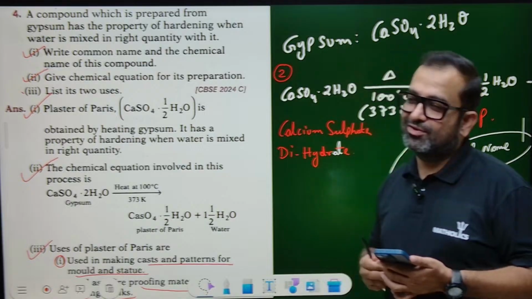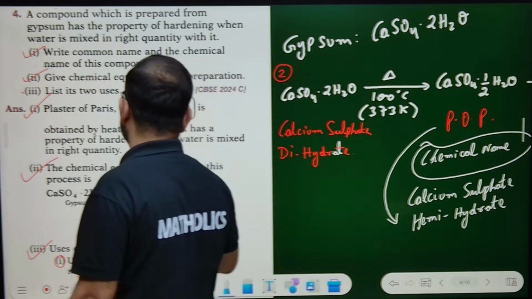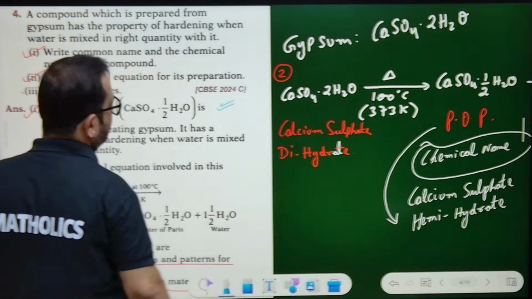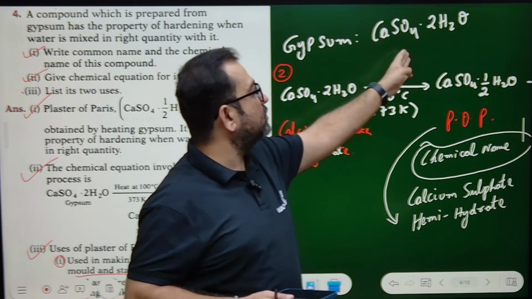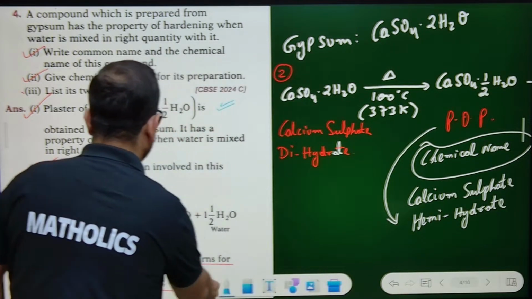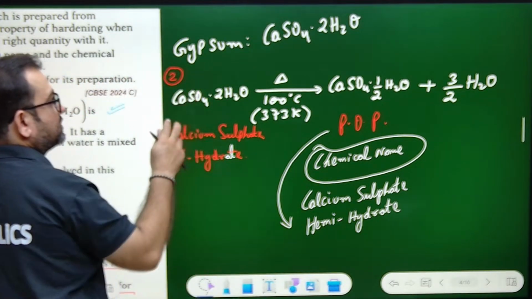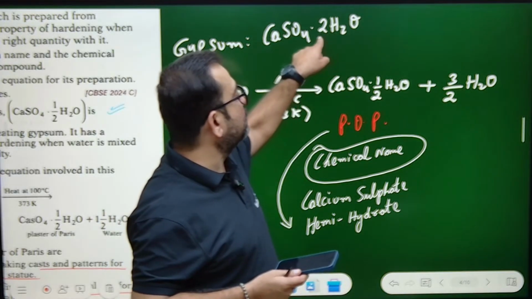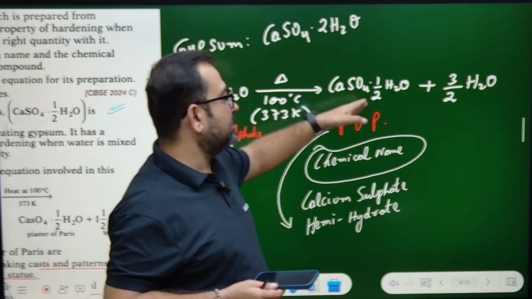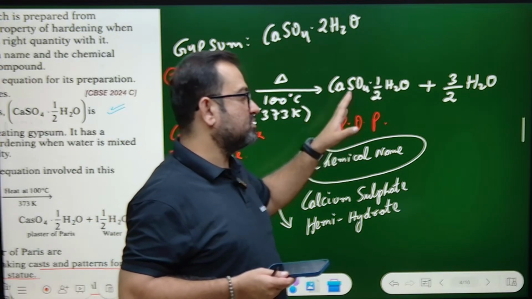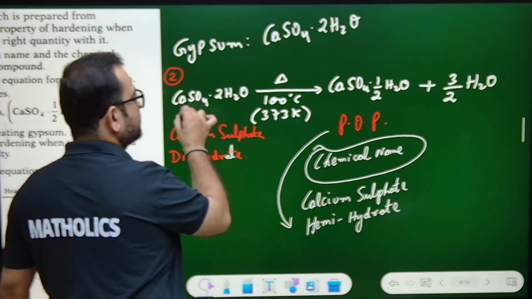Gypsum is not CaSO4 dot half H2O, it is plaster of Paris. POP's formula is CaSO4 dot half H2O, right? Gypsum is CaSO4 dot 2H2O. When you heat gypsum, it breaks into CaSO4 dot half H2O plus 3 by 2 H2O, right? This is the reaction. CaSO4 dot 2H2O is gypsum. Gypsum has 2 molecules of water of crystallization. This 2 means 2 water of crystallization molecules. And in the product the water of crystallization is half, right? It is not actually half; for every two CaSO4, it's 1. Forget this. You just see CaSO4 dot 2H2O.